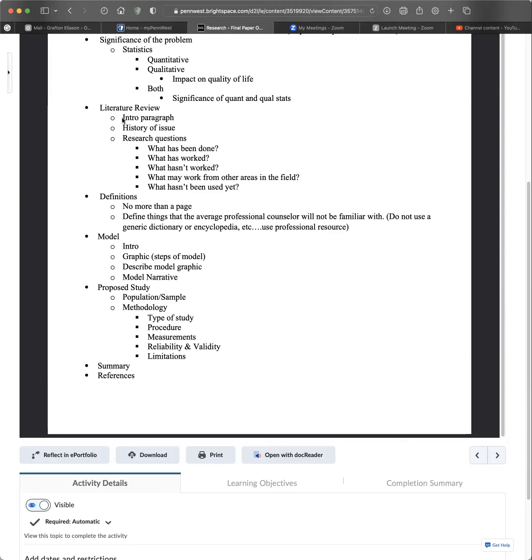Okay, so lit review, you're going to have an introductory paragraph that talks about what your literature review is going to present. I always begin the lit review with a history of the issue. How long has this issue been occurring?